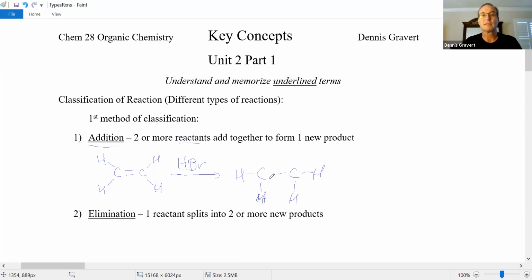And now, wait, these carbon atoms only have 3 bonds each. They should bond 4 times. Yeah, the atoms of H and Br go to those carbons. And in short, all the atoms that were found in the reagents, the H and the Br and all the C's and H's, they all combine to form one product. Cool, that's an example of an addition reaction.